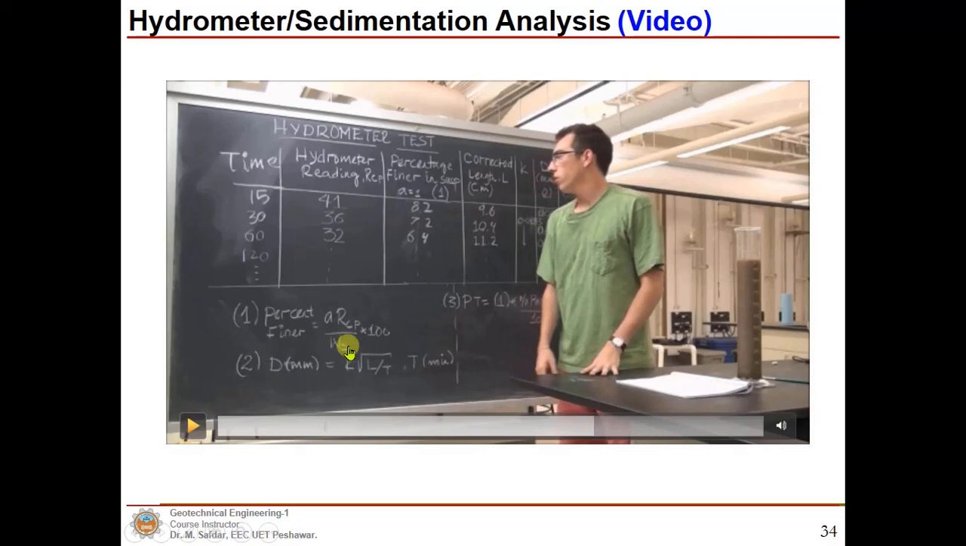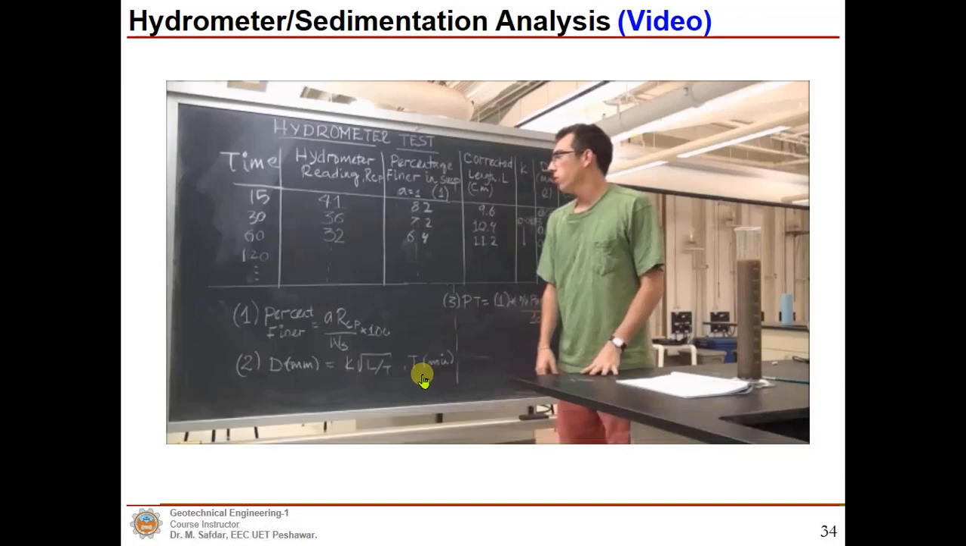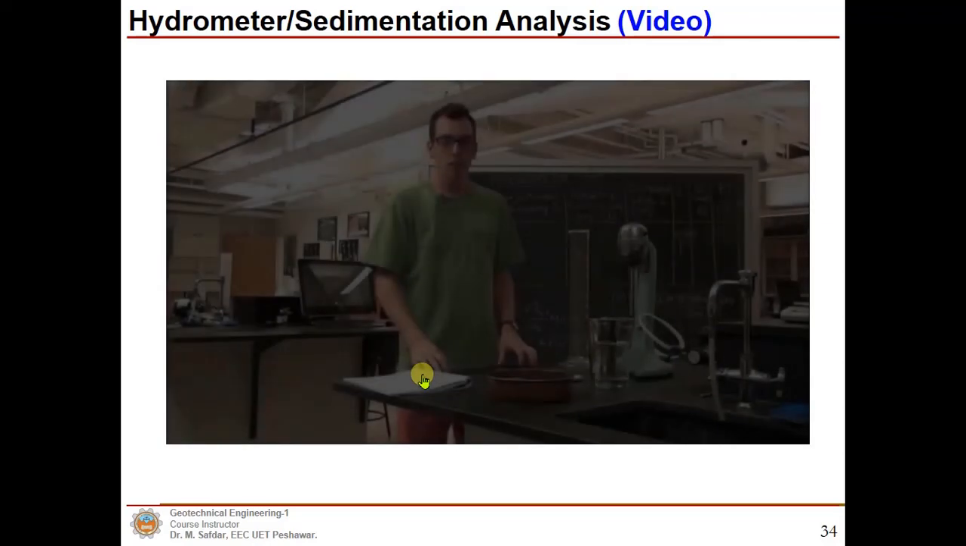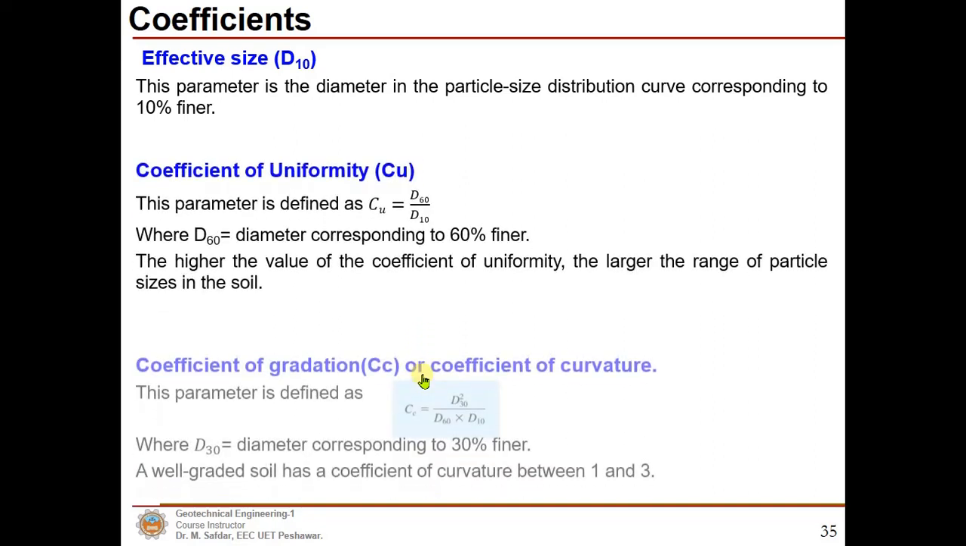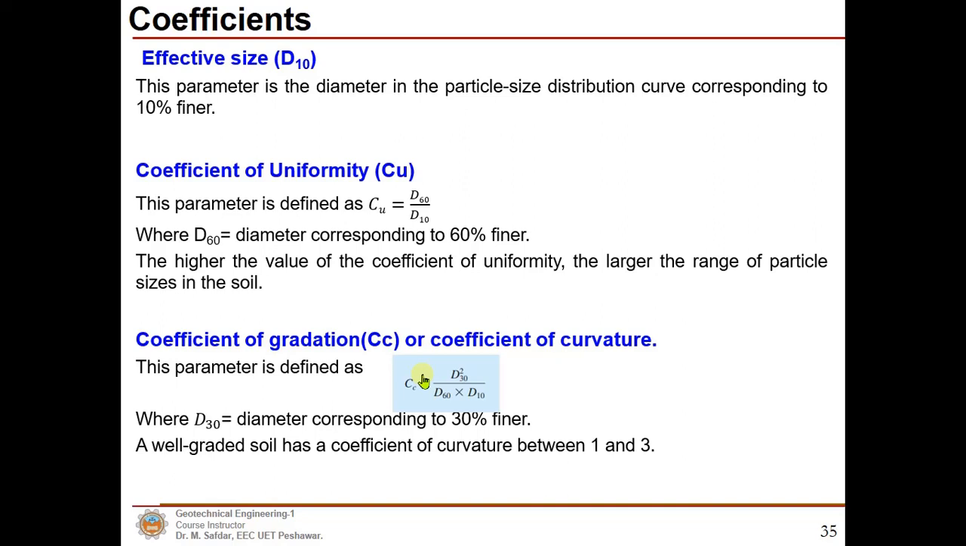So you can then find out the percent finer using Ra divided by Ws times 100. D is equal to K root L by T. T is taken in minutes, which is the time interval at which you have taken those readings, like 15 seconds, 30 seconds, 60 seconds, and you can plot the percent finer and the particle sizes. Now there are different coefficients which are used to find out the type of soil. For example, the effective size, the D10 coefficient.